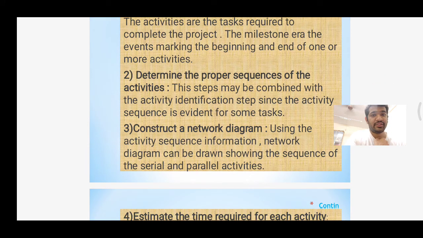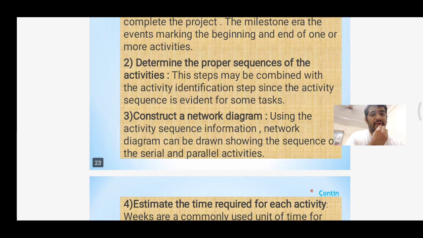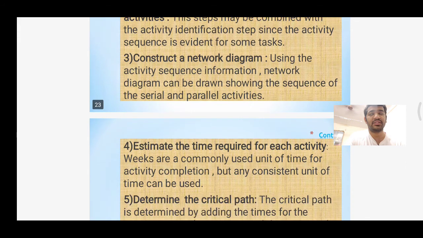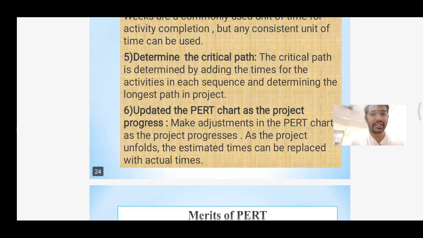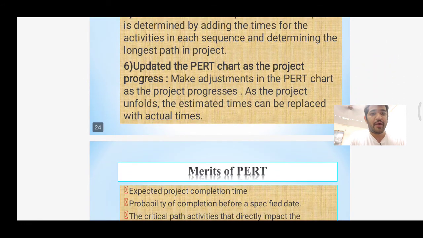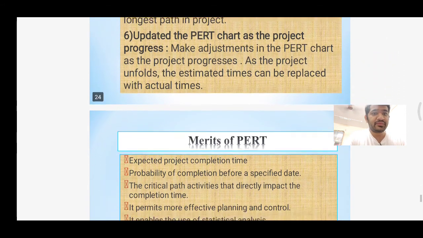Determine the proper sequence of the activities. This step may be combined with the activity identification step, since the activity sequence is evident for most tasks. Construct a network diagram. Estimate the time required for each activity. Determine the critical path. Update the PERT chart as well.